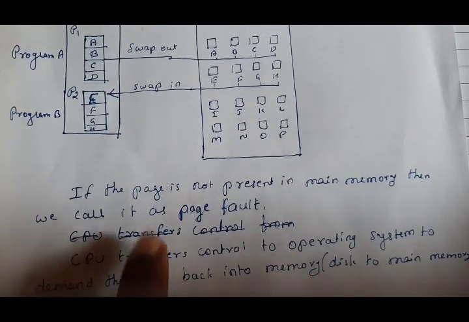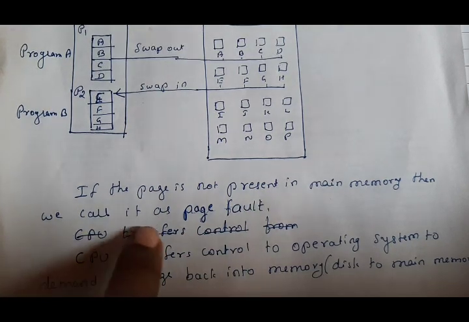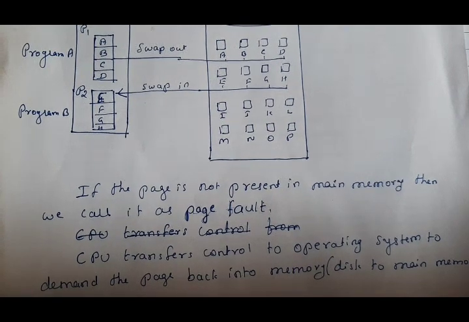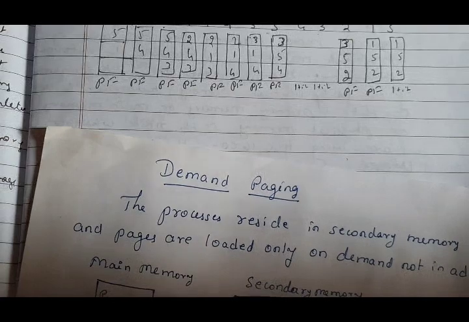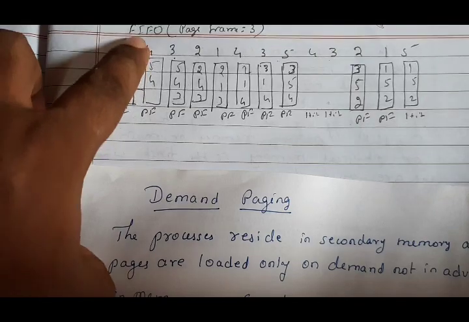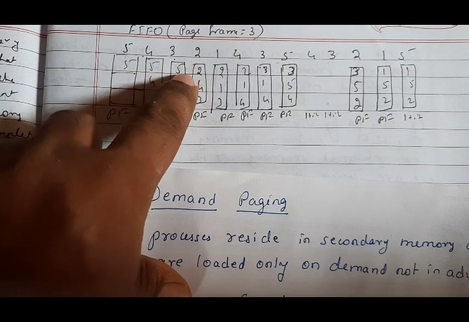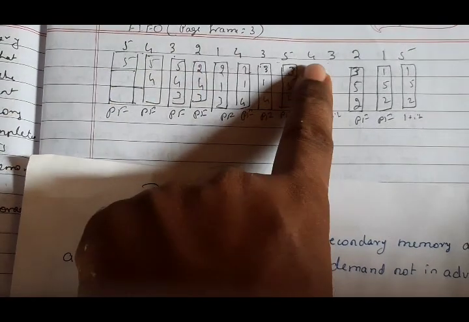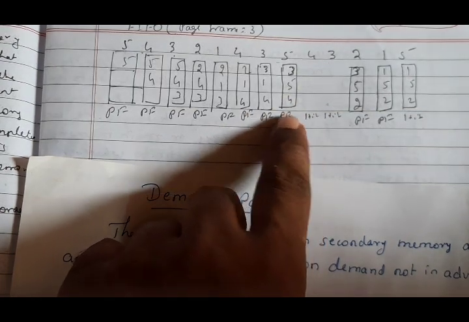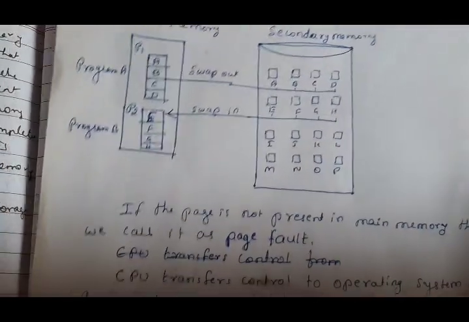If the page is not present in main memory, then we call it a page fault. If any page is not present in the main memory, we call it a page fault. See the example here: if page 5 is not in the main memory, it is called a page fault. 4 is not in the main memory, it is called a page fault, like this. 1 is not present in the main memory, we call it a page fault. If page 4 is present in the main memory, we say hit. If it is not present, we say page fault. So these are the page faults.